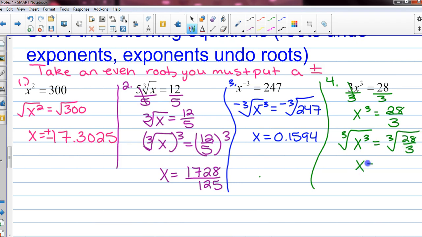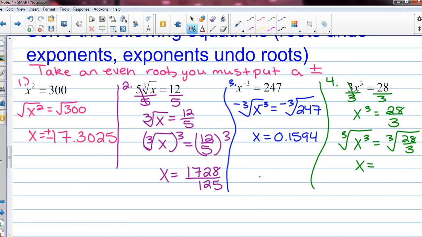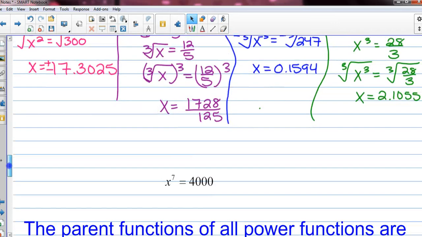And that gives you x equals the cubed root, option 4, 28 divided by 3. And that gives you 2.1055. And again, you do not need a plus or minus because that was an odd root. You only use plus or minuses when you use an even root.